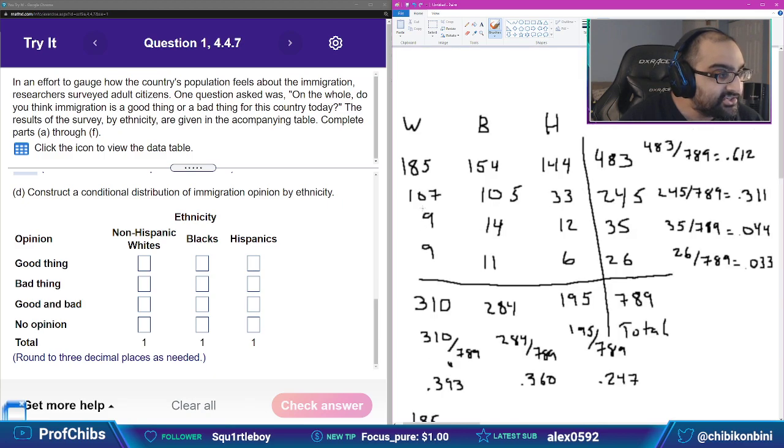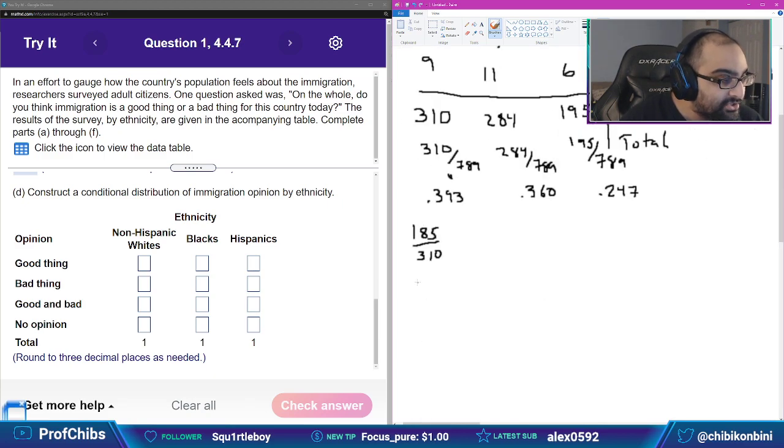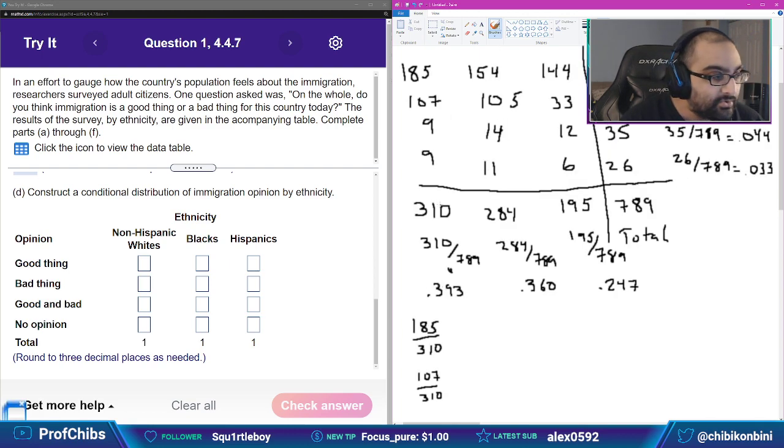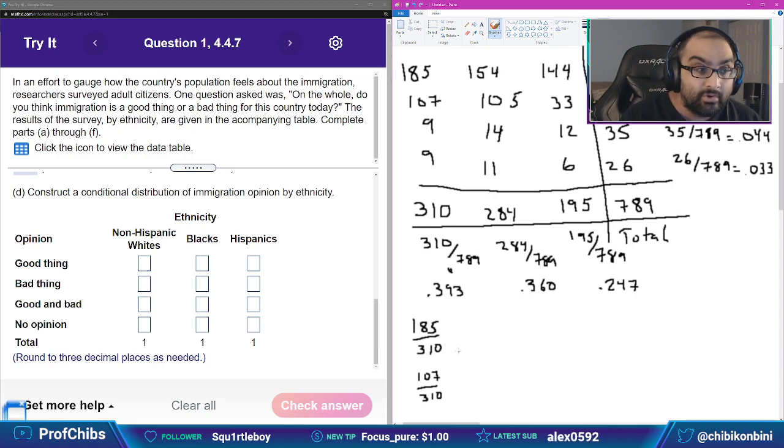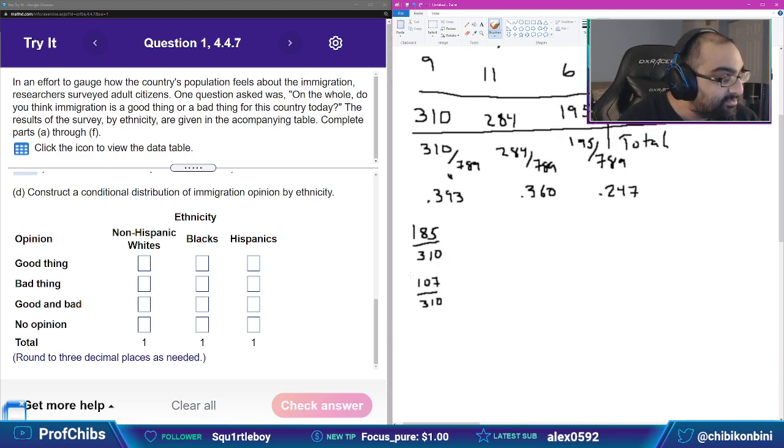And next is 107, so we're going to do 107 over 310. We're going to take everything in that category and divide it by the total sum that we have here. So again, these are the totals that we have here. So just put a little line there so it's a little easier to read. Again, this is for every column only, not rows, just the columns, okay? So notice every column is equal to 1.